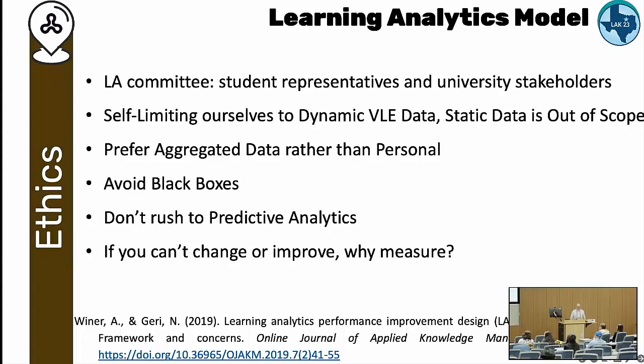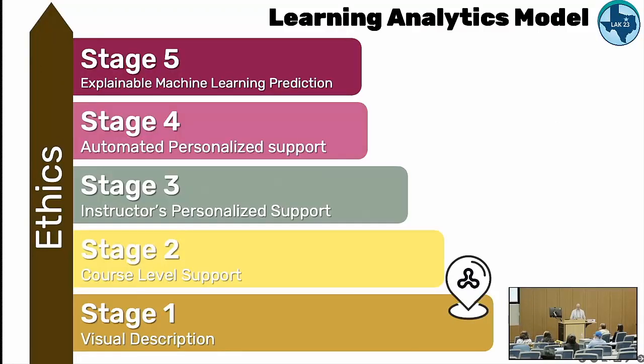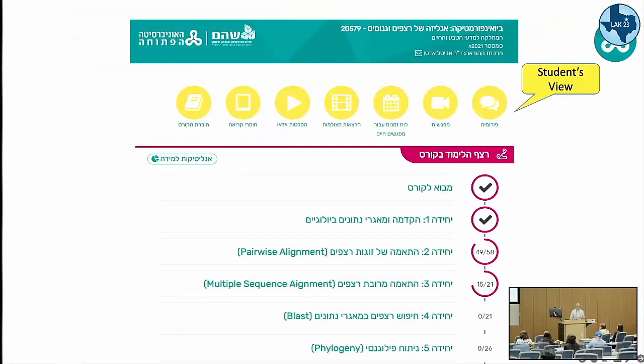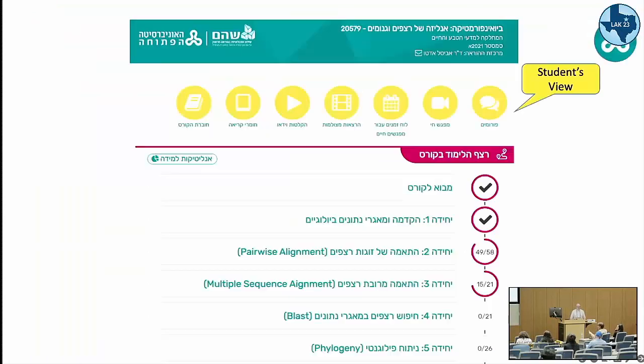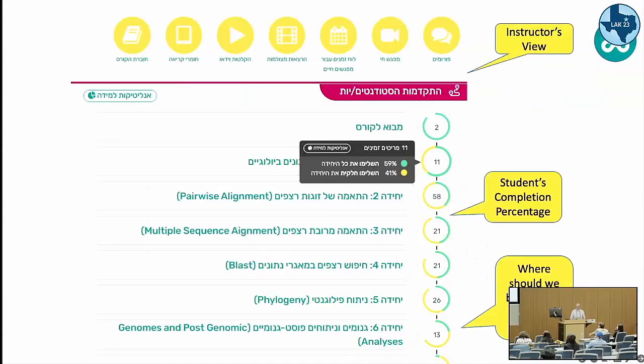Let's go to stage number 1. It's all about visual description. So now that you have your pedagogical intent in front of your eyes, let's see how you measure against what you plan to achieve. So this is the student's view, and this is what our lecturer sees. They see the progress of the students. They see the completion for every step that they have planned.